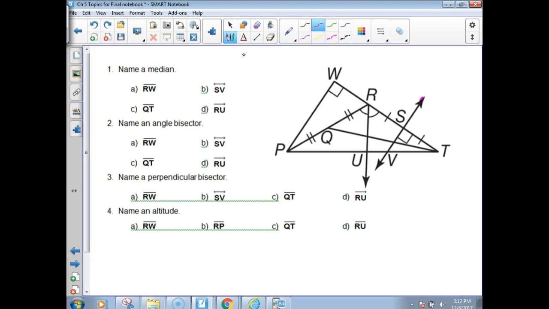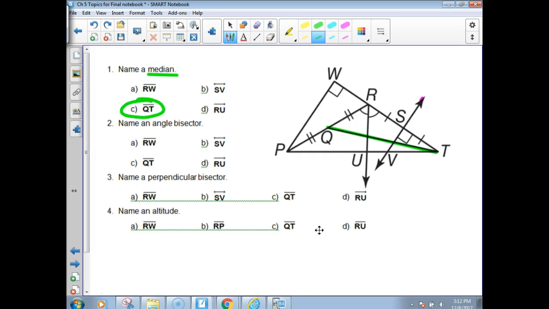So here's what we got to do. We're going to look at this horrible picture with all this stuff on it, and I'm going to find a median. So I got to look for a side that's cut in half. And there's multiple triangles in this picture. And it has to go from a vertex. So here's the deal. You see this side cut in half right here? This is going to its midpoint, and it's coming from a vertex. That is my median. It is QT or TQ.